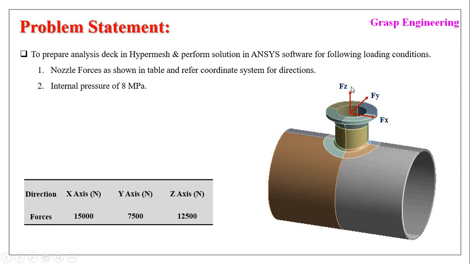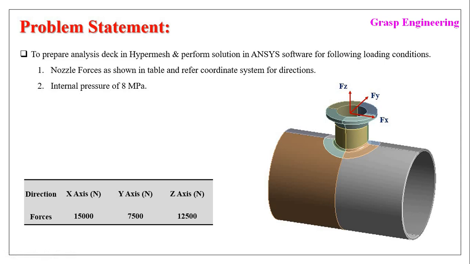Actually, when you do the piping calculations, you will find that nozzle forces act on the junctions. In that case we need to shift those forces and moments and recalculate them. At present we will directly apply them on the nozzle flange face. You can see this is the coordinate system and these are the forces in X, Y and Z direction. And the next is the internal pressure of 8 megapascal.